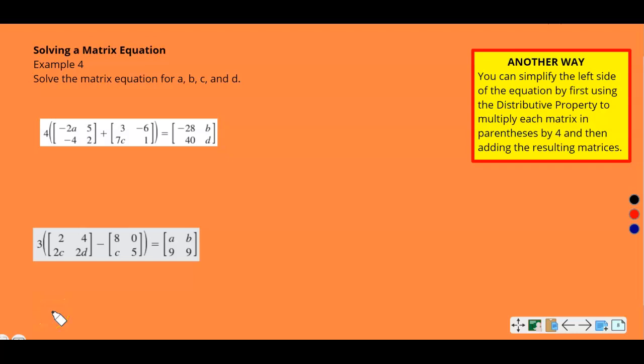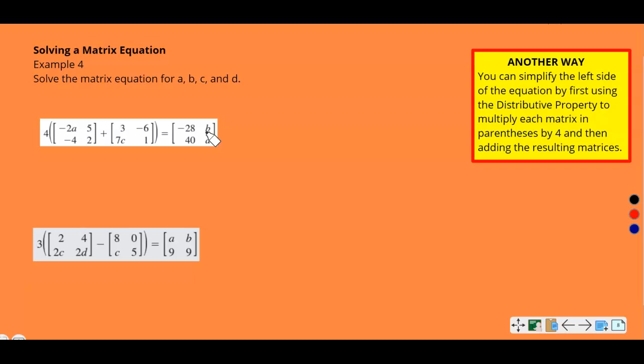Okay, we are continuing with basic matrix operations, and we are up to example 4. It says solve the matrix equation for A, B, C, and D. All right, so when you look here, you see 4 times, in parentheses, two 2x2 matrices that you can add together, and then that is equal to another 2x2 matrix.